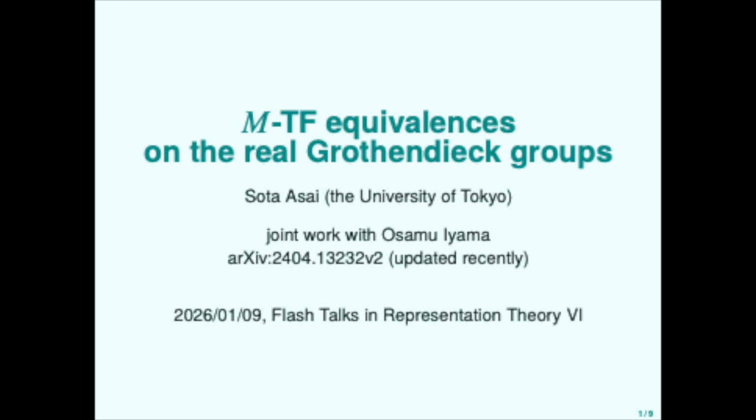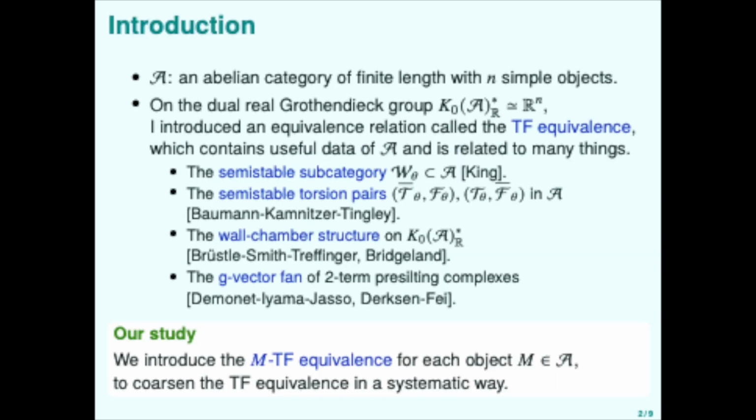This is updated recently on arXiv. Okay, so in this talk, the category A is an abelian category of finite length with exactly n isoclasses of simple objects. And in this talk, we mainly consider the dual real Grothendieck group, K0 A R star. That is the real Grothendieck group in the title. Of course, it is identified with the n-dimensional Euclidean space, Rn.